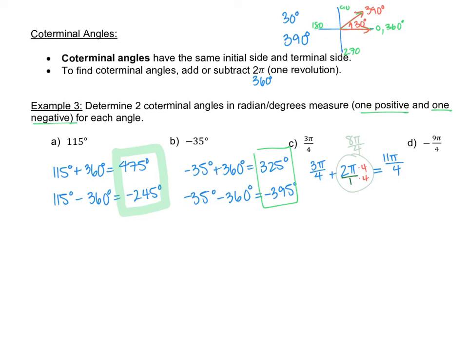Now I need a negative one, so I'm going to take my 3 pi over 4, and this time I'm going to subtract 2 pi and see if I can turn it into a negative. So again, you're going to have to convert this 2 pi to a fraction that has the same denominator. Now, I've already figured out what 2 pi is. It's just 8 pi over 4. Think about it, 8 divided by 4 is 2 pi.